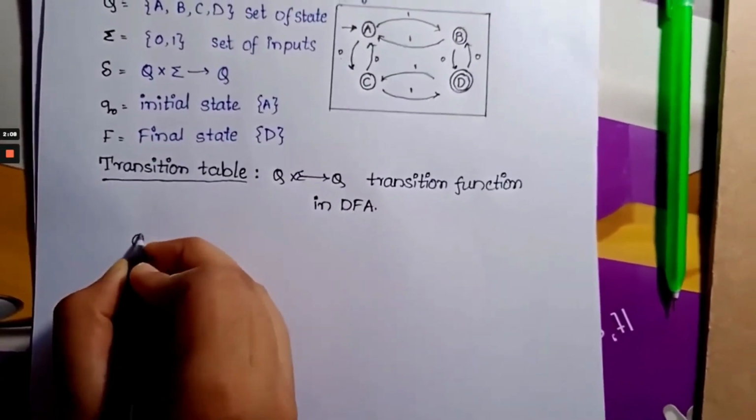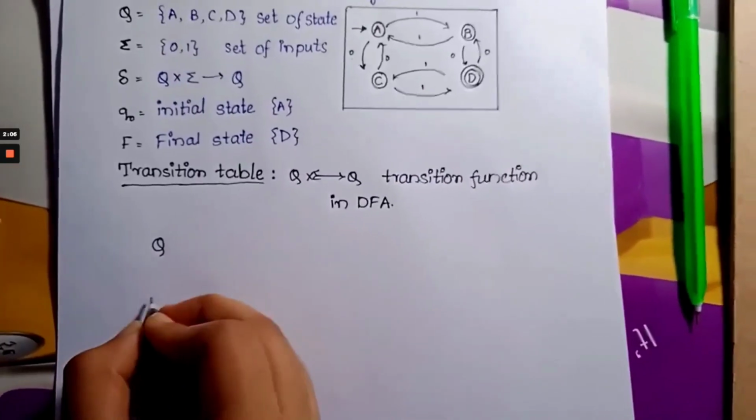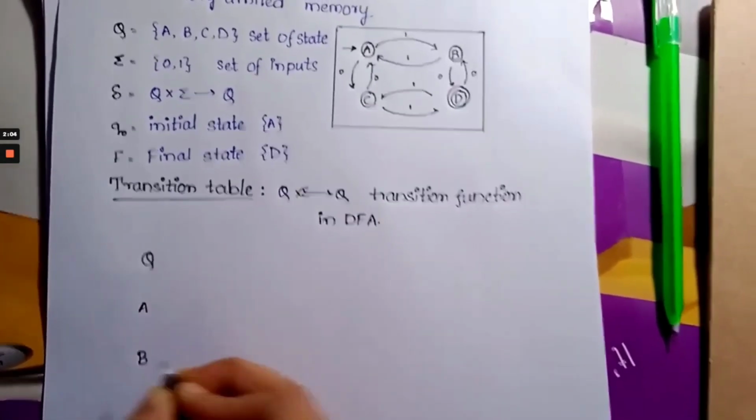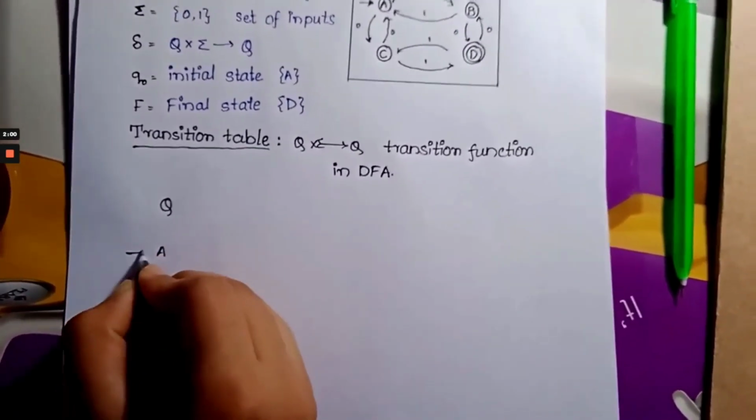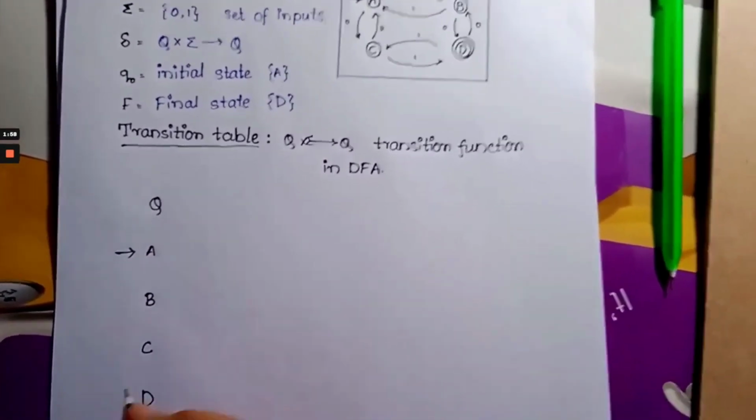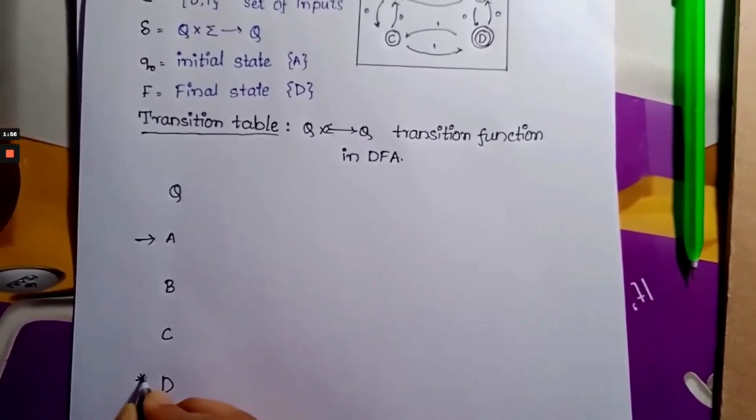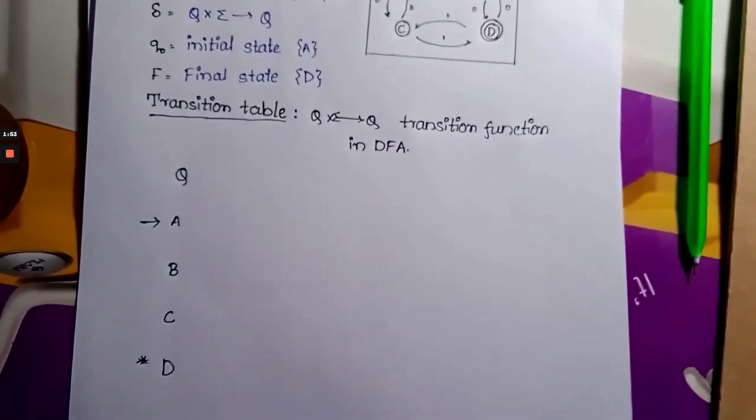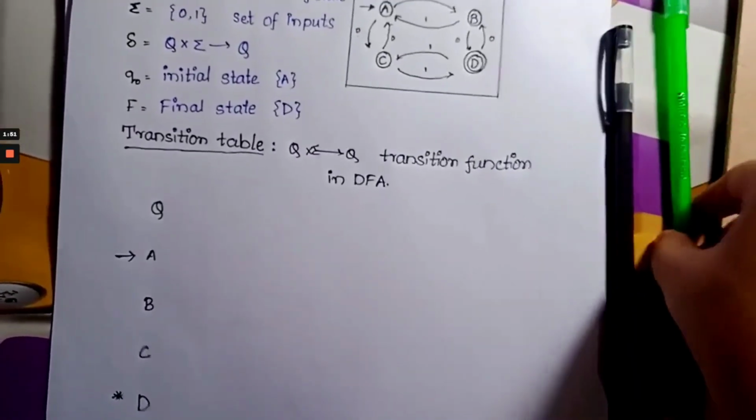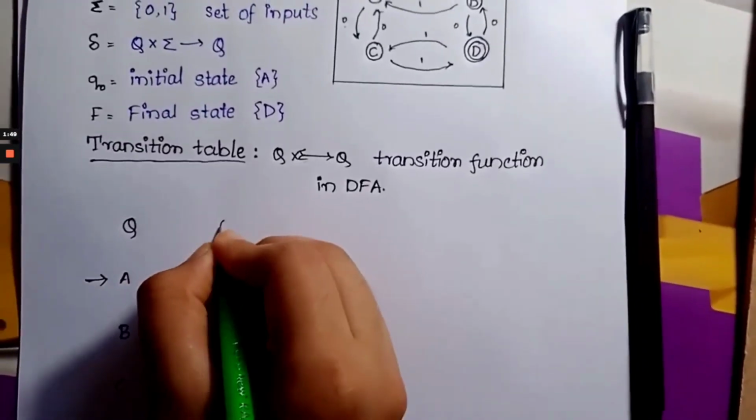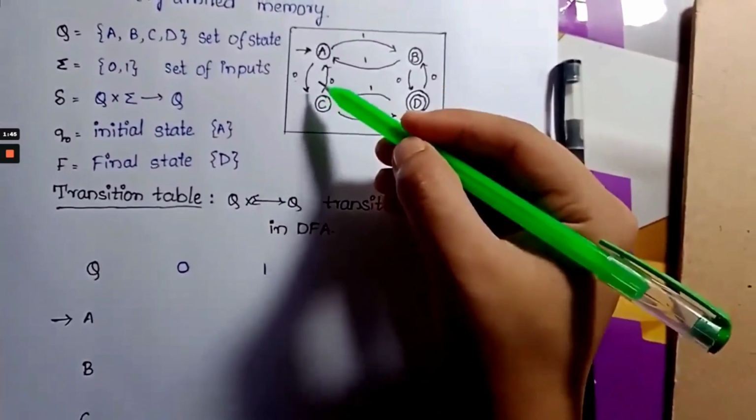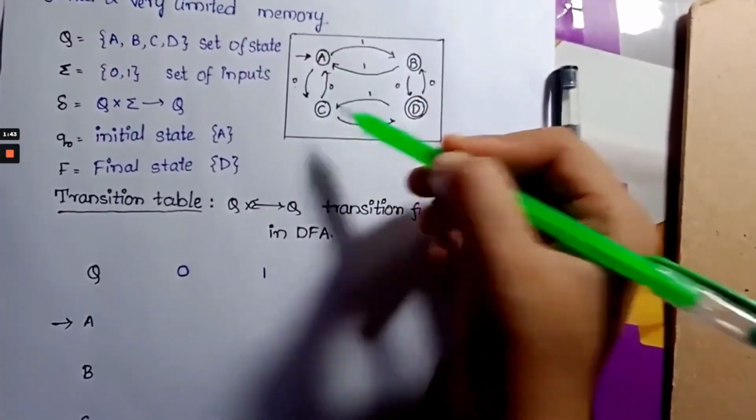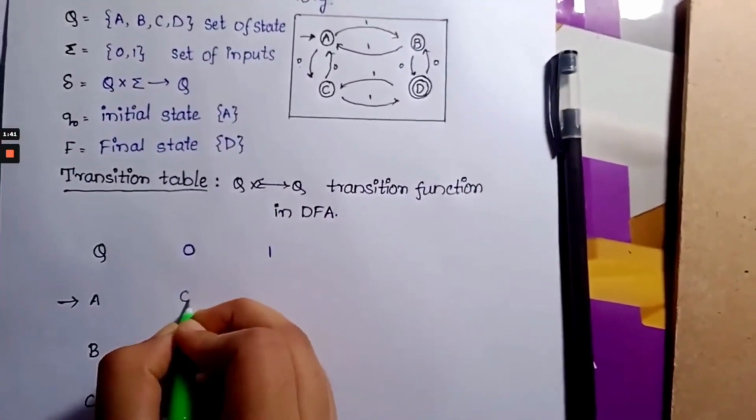First, write the states Q. For Q, we have 4 states: A, B, C, D. A is the initial state because it is represented by an arrow, and a final state can be represented with a star or a circle. So the final state is D. So 0 and 1 are the inputs. So now clearly observe and write where each state goes.